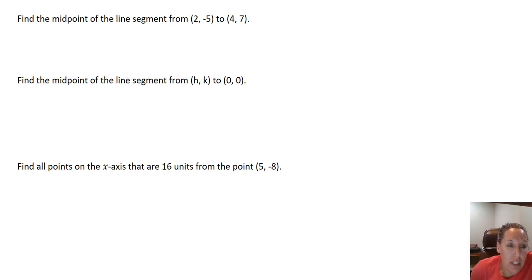So if we have 2 points, the midpoint is going to be the point halfway in between them. And so for 2 points x1, y1, x2, y2, our midpoint is going to be the average of those x values. So we're going to add up the x values and divide by 2, and then do the same thing for the y values, and that will give us the coordinates of our midpoint.